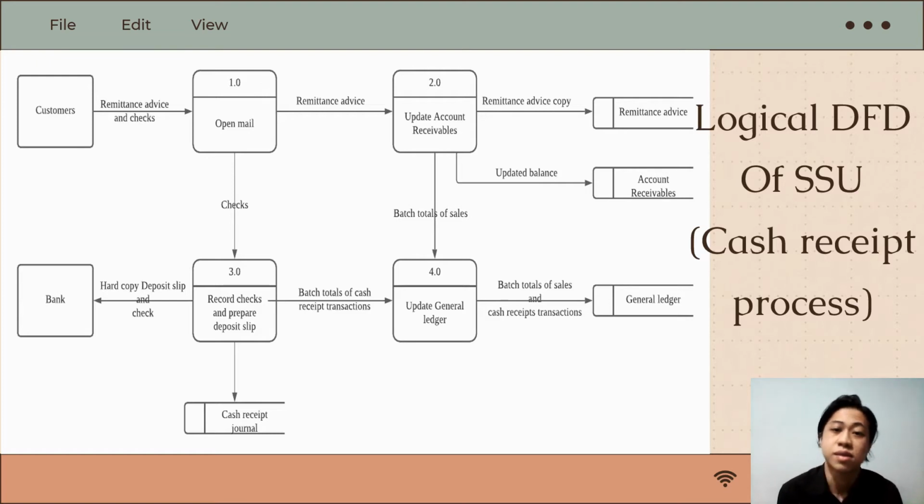Meanwhile, the cash receipt department will record the checks and prepare the deposit slip to be posted to the bank and update the cash receipt journal. The batch total of cash receipt transaction will be updated in the general ledger.